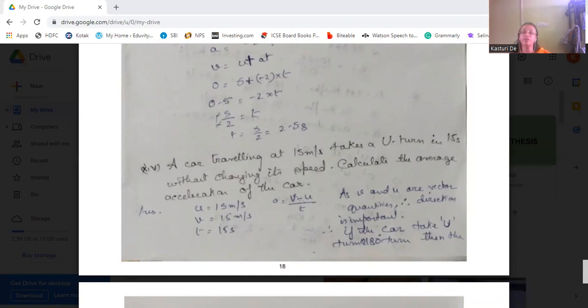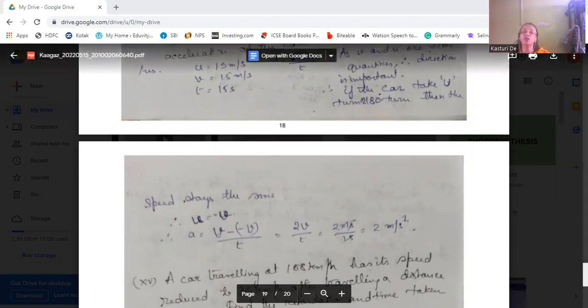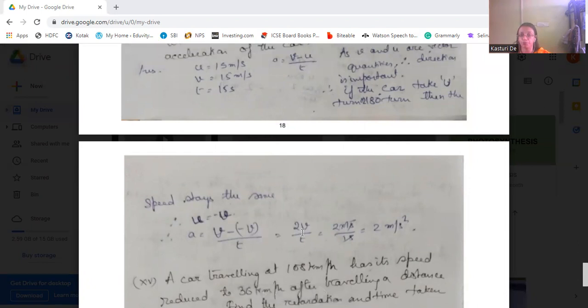So calculate the acceleration. Acceleration will be v minus u by t. As v and u are vector quantities, direction is important. If the car takes a U-turn, then it is a 180-degree turn, and the speed stays the same. So final velocity will be equal to minus u. As it is changing its direction, the final velocity becomes minus u. So v minus u by t, in place of u we can write minus v. So that means 2v by t, that is 2 into 15 by 15. That means 2 meters per second square.